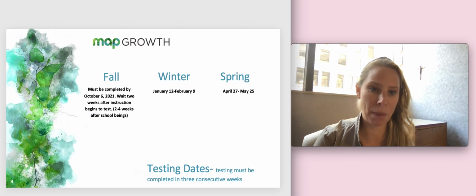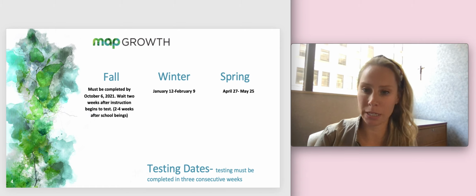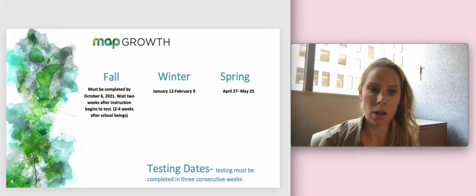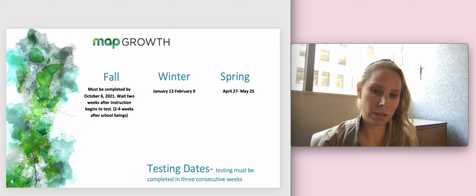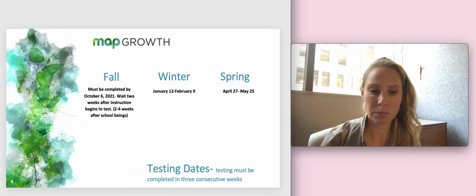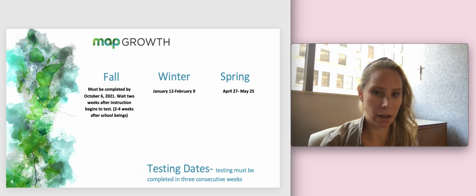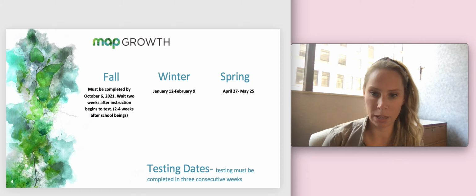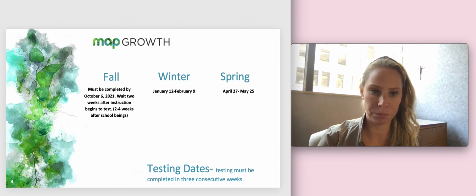This year, like years in the past, we will give the assessment 3 times. Schools have a little bit of flexibility this year, specifically in the fall. We recognize schools start at different times, and so the assessment should be given 2 to 4 weeks after you start school. It should be given in 3 consecutive weeks, and it must be done by October 6th. When it comes to winter and spring, we have 4-week windows, which you can see, and your school should just choose the 3 consecutive weeks that best fit your schedule.